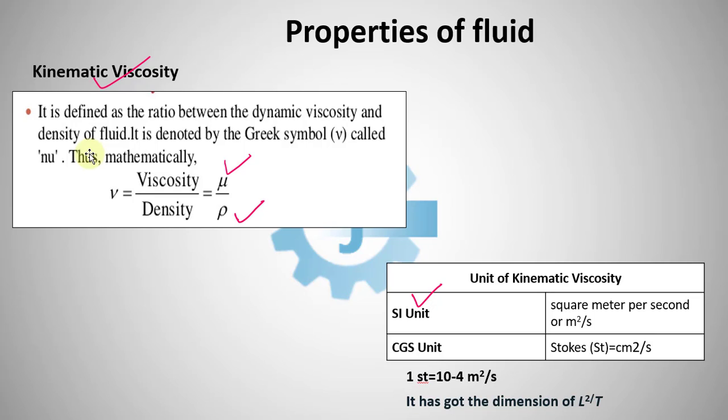So how can we write the dimension of kinematic viscosity? Here the unit of kinematic viscosity is meter square per second. So the dimension of meter is L, length. So we can write L square. The dimension of second is T. So that is L square by T. So we got the dimension. So I hope you understand this topic.